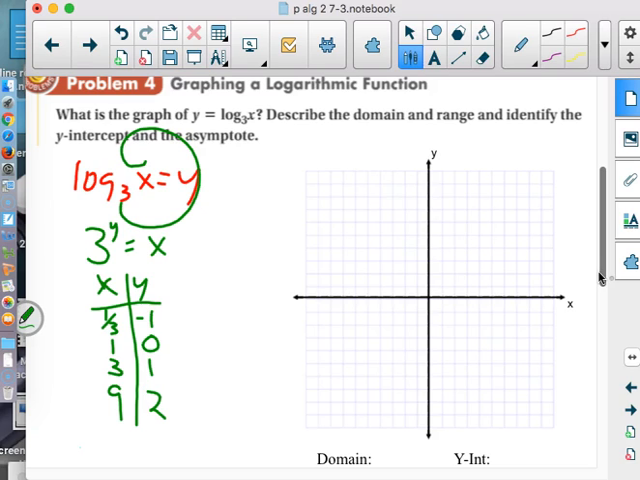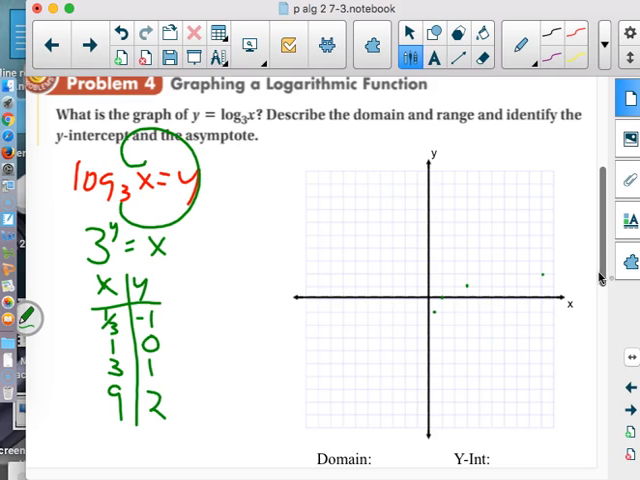But now here's the risk. Every once in a while people get thinking backwards on this and they graph backwards. We don't graph backwards. All we do is make our table backwards. So we're still going to graph 1/3 to the right and 1 down. So just don't get turned around on this. 1, 0, 3, 1, and 9, 2.